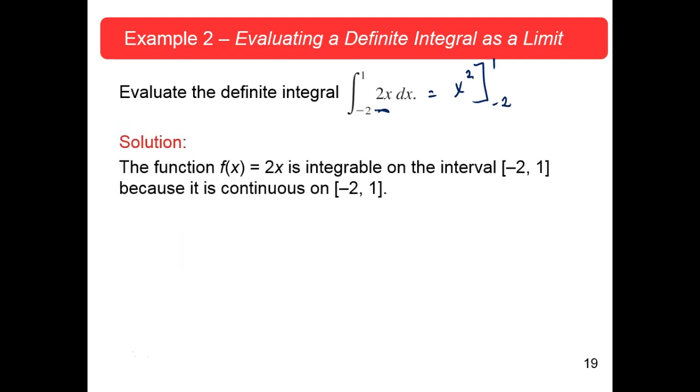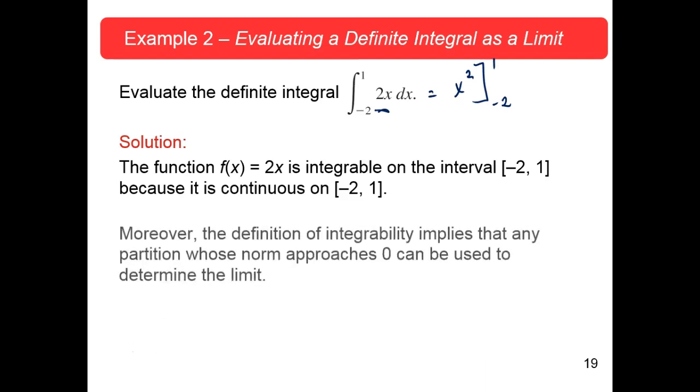The function f of x is 2x, which is integrable because it's continuous. But we're going from x equal negative 2 to x equal positive 1. At negative 2, this is a very negative number, like negative 4, and at 1, it's a positive number. So there's some area below the x-axis and some area above the x-axis. These negatives subtract away from the positive, and you're going to wind up with a negative answer. We usually don't think of areas as being negative, but in this case, it is.